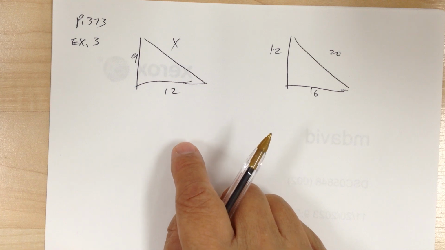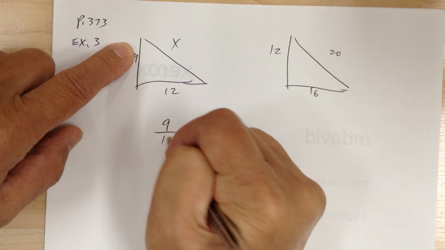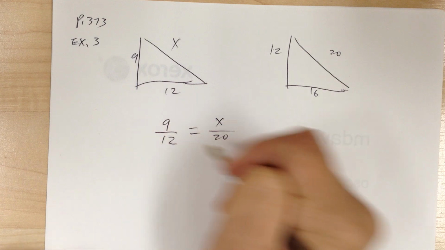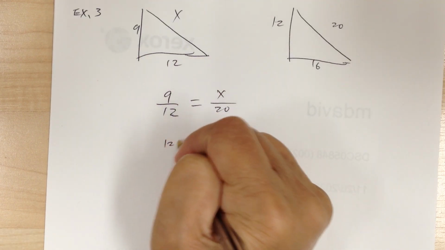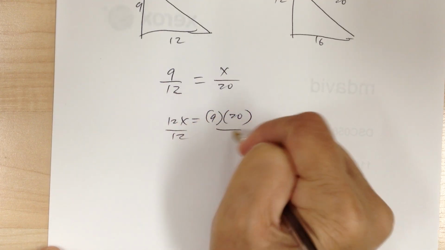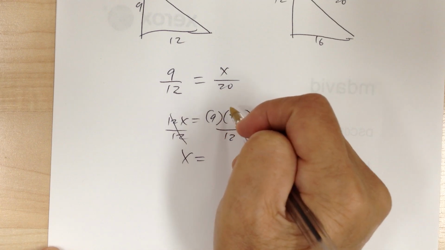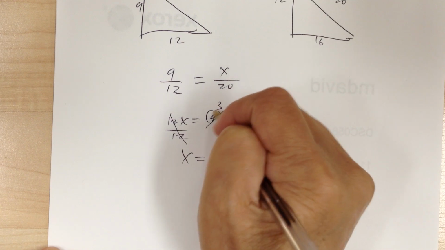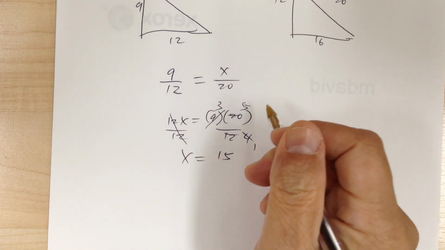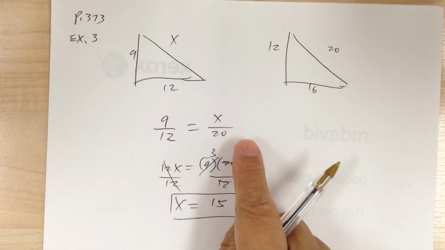So you can have 9 over 12, this over this equals this over that, and you cross multiply. So you get 12x equal to 9 times 20. Then divide by 12, so this cancels out. Simplify: divide by 3, divide by 4, and x will be 15. That would be your answer. So just match up things exactly.